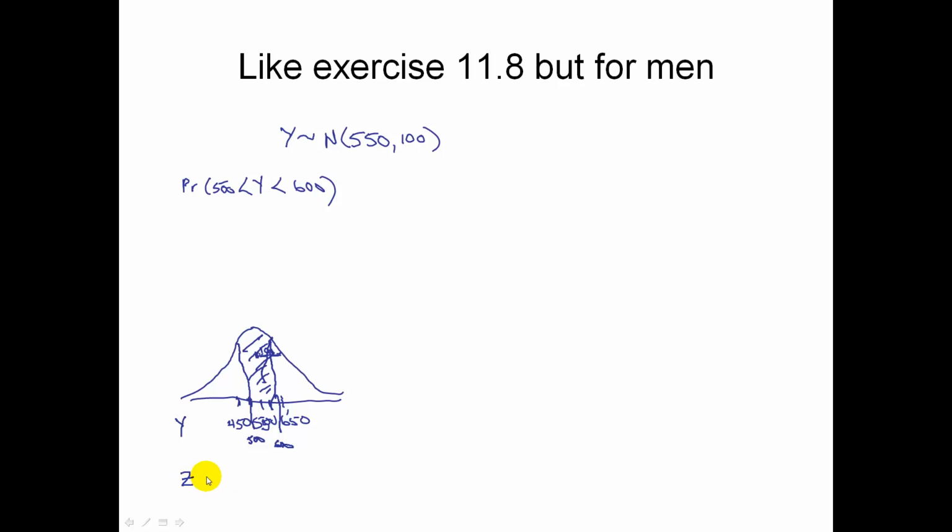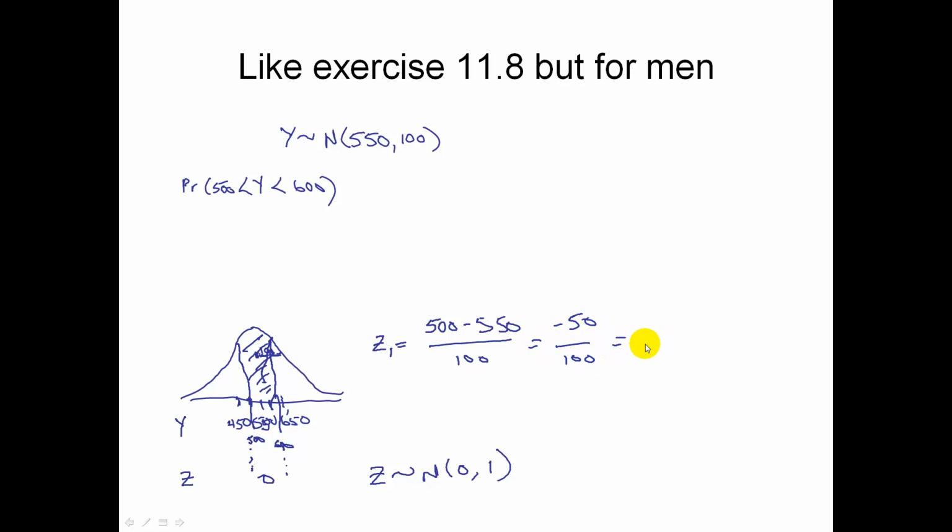We need to convert these numbers to a z distribution. Remember, z's always have a normal distribution with a mean of 0 and a standard deviation of 1. So that's centered on 0, and now we have to find these landmarks on the z distribution. To do that, we simply standardize the two values. The lower limit, call that z1, is equal to 500 minus the mean, which is 550, over the standard deviation. That is equal to negative 1/2, or negative 0.5.